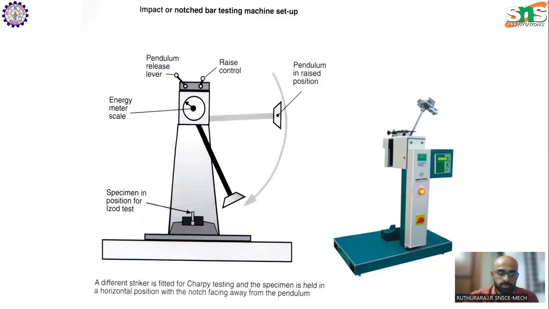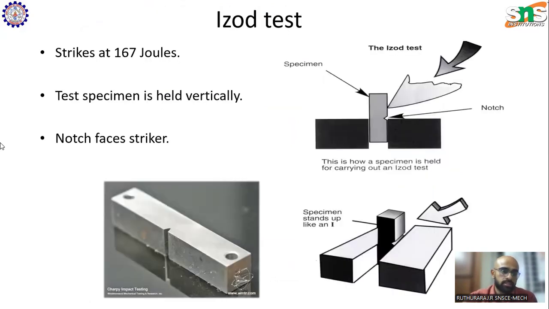So what happens in an impact strength test is this. It strikes at 167 kilojoules. As I said, it is calculated based on the size of the hammer and the weight of the hammer.